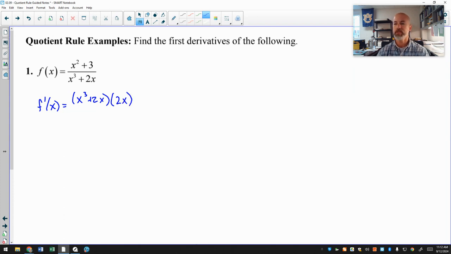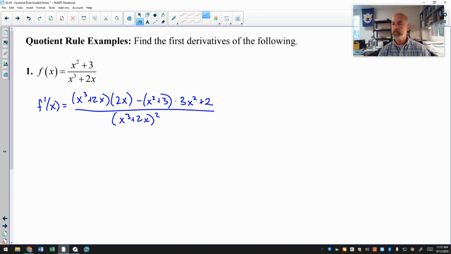Derivative of 3 is 0. Low, d high, minus high, x squared plus 3. So I copy my high function, my numerator, times the derivative of the denominator. And the derivative of the denominator is 3x squared plus 2. And then all of that is over the denominator squared, x cubed plus 2x all squared. And there's your derivative, low d high minus high d low over low low.